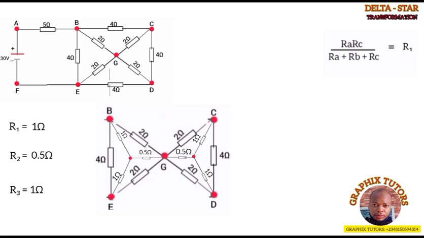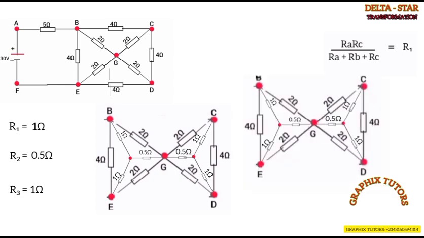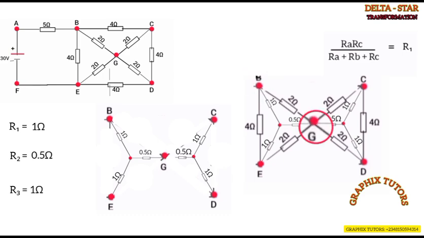I'll now remove the delta formation there. That is, I'll remove the resistor to the part BG, the part BE, and the part EG. I'll now be left with just what? Point B, E, and G. This is what I'm just having here. Right? So we move forward.